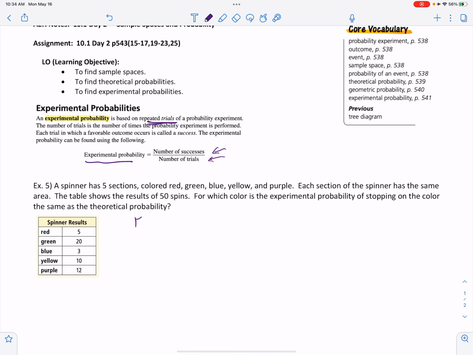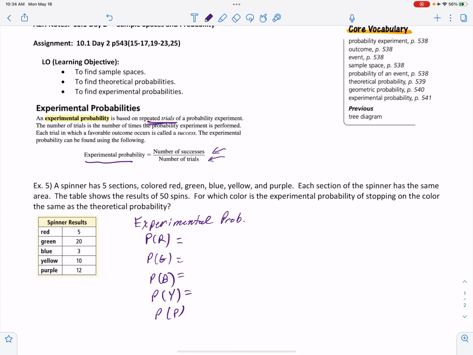So right here, we have the experimental probability, which is how many times out of 50 each of these colors were hit. So experimental. And I'm just going to write probability of red, probability of green, probability of blue, probability of yellow, probability of purple. They were kind to make these all start with different letters.